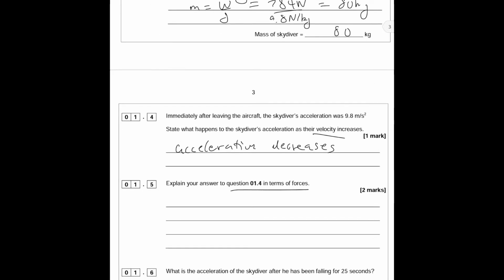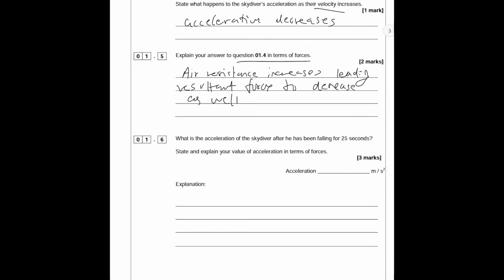Explain your answer to 1.4 in terms of forces. Just like I said, the air resistance increases, leading to the resultant force decreasing as well. There you go. You score marks for mentioning that air resistance increases and another mark for saying the resultant force decreases.